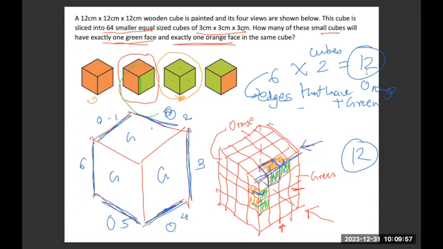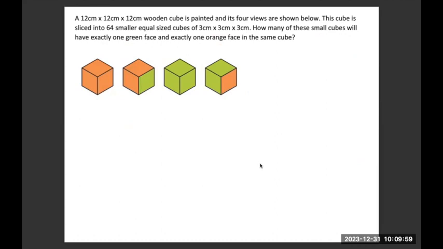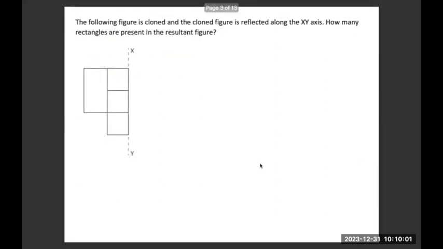Okay. Move to the next one. Here, the following diagram is cloned, and the clone figure is reflected along the XY axis. This diagram is cloned along the XY axis, and it is reflected along that axis. How many rectangles are presented in the resultant figure?